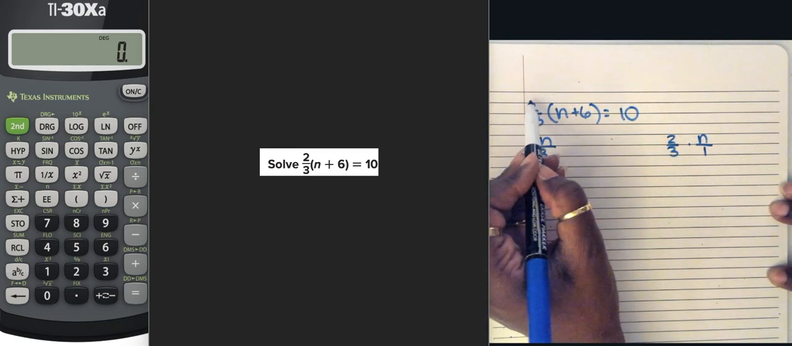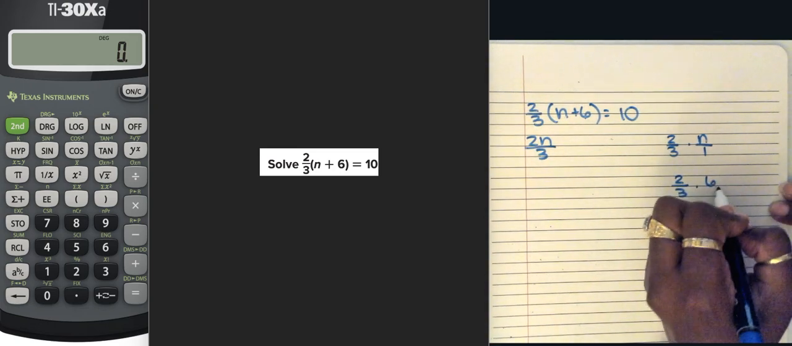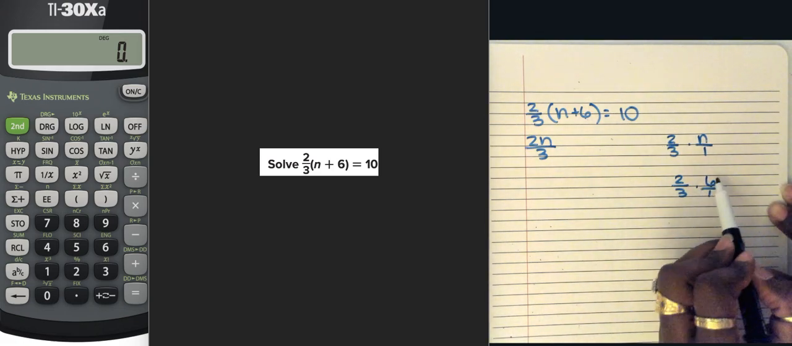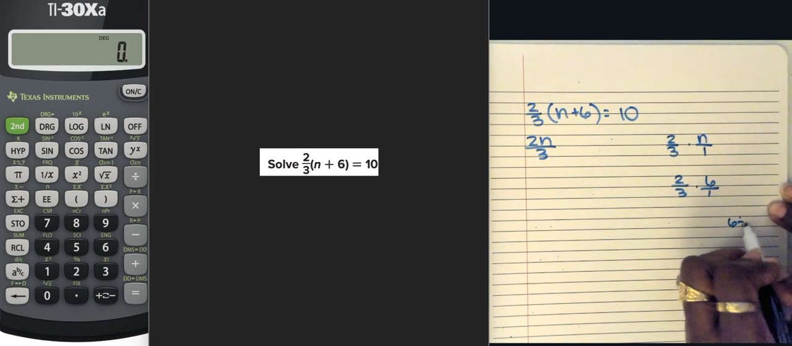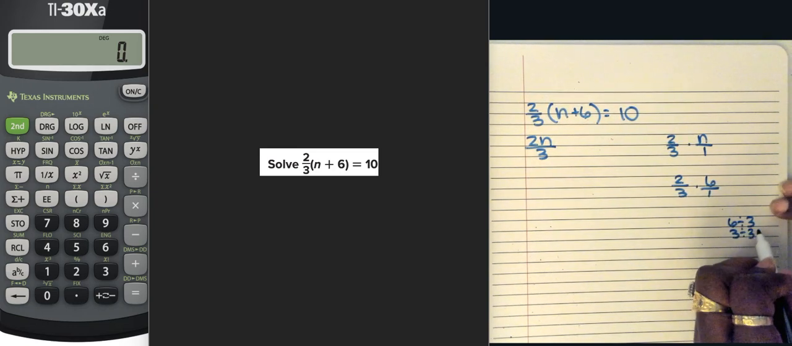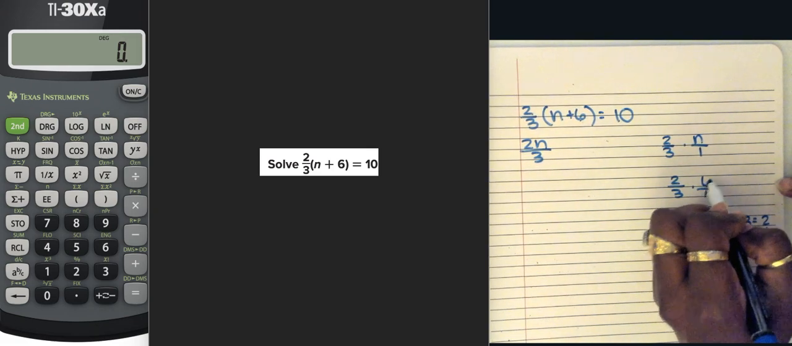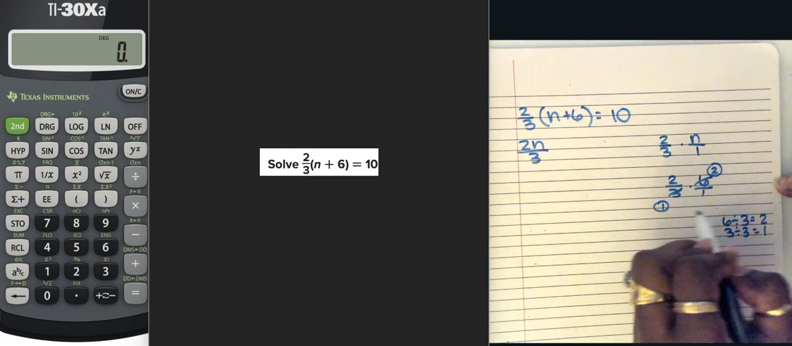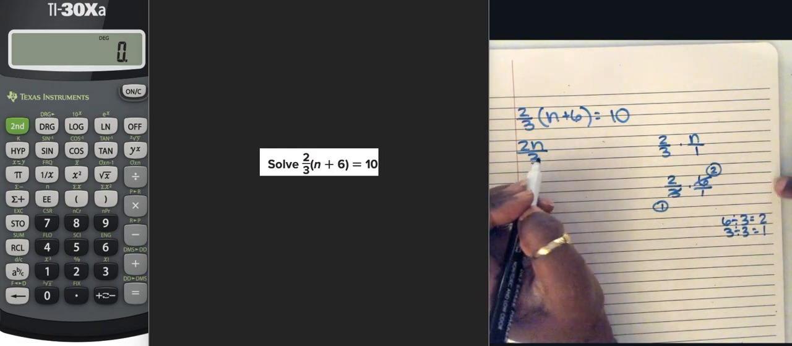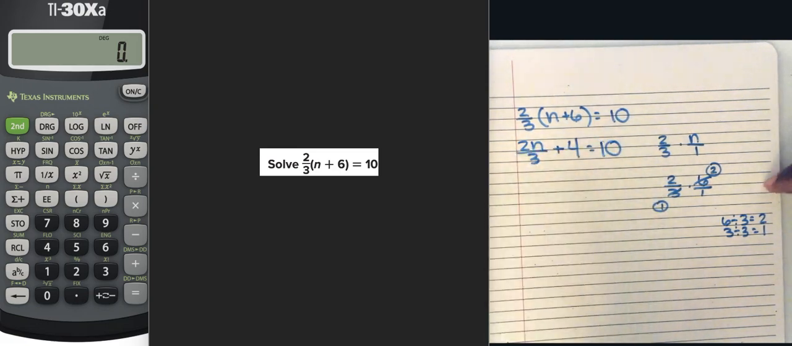And then we have 2/3 times 6, or 6 over 1. We can cross cancel still. So we see a 6 and a 3, so I know I can divide both of them by 3. 6 divided by 3 gives me 2, and 3 divided by 3 gives me 1. So this becomes 2, this becomes 1. All right, so 2 times 2 gives me 4, and then 1 times 1 gives me 1, so that's a whole number, right? So we have plus 4 is going to be equal to 10.